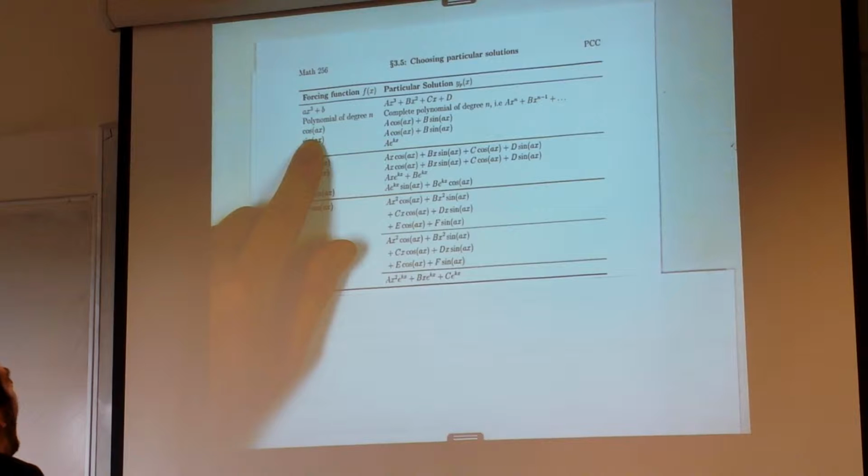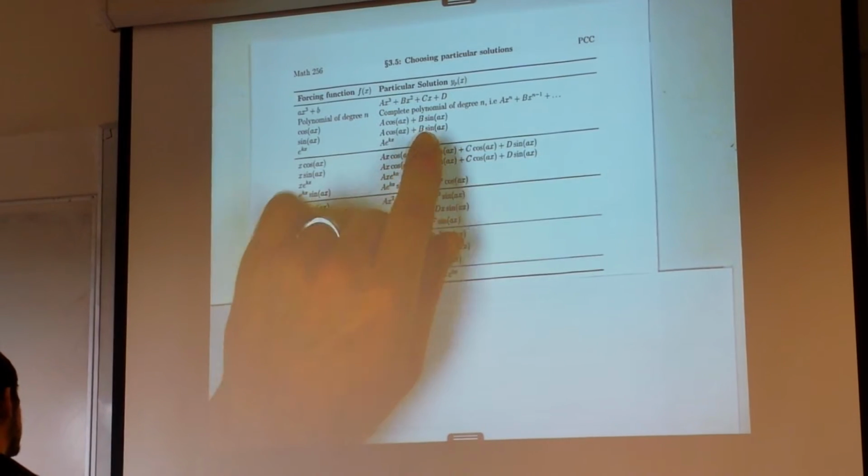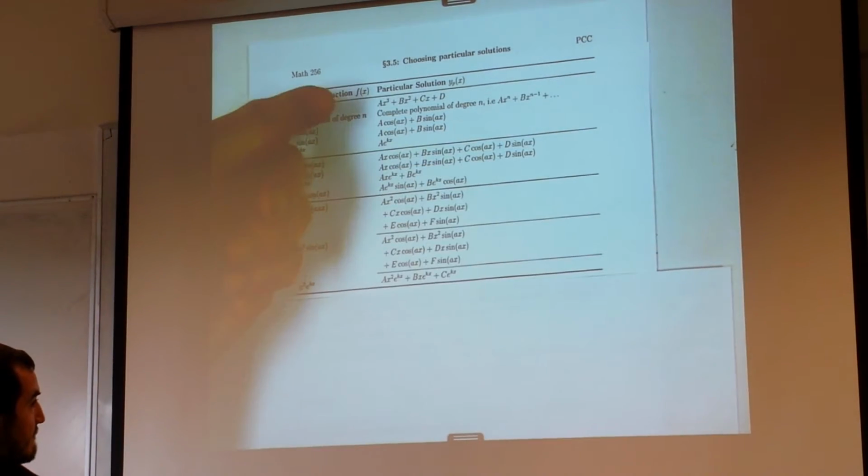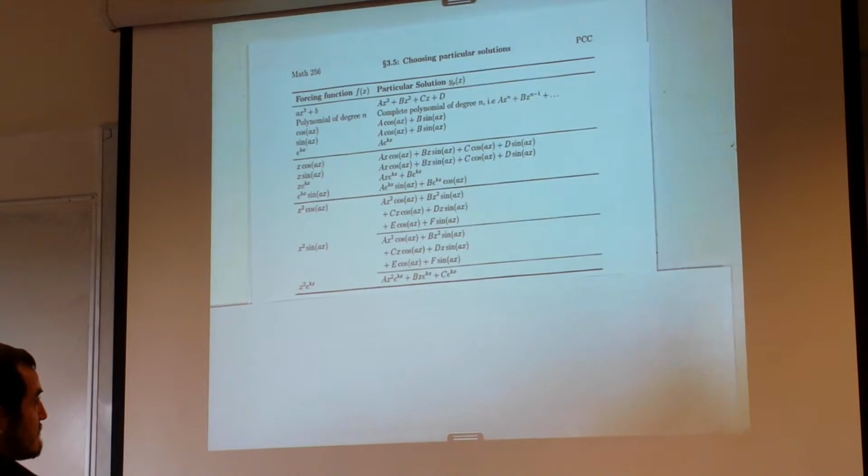If you have a forcing function of the form cosine, you just try cosine and sine, any multiples of those, because after that, repeated differentiation just gives you another cosine ax, another sine, cosine, sine. So you only have to stop until you cover all the forms of the derivative.